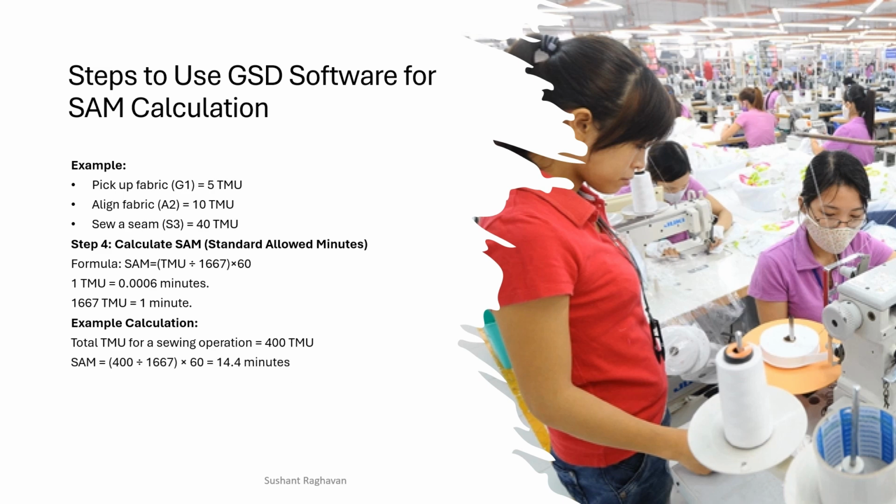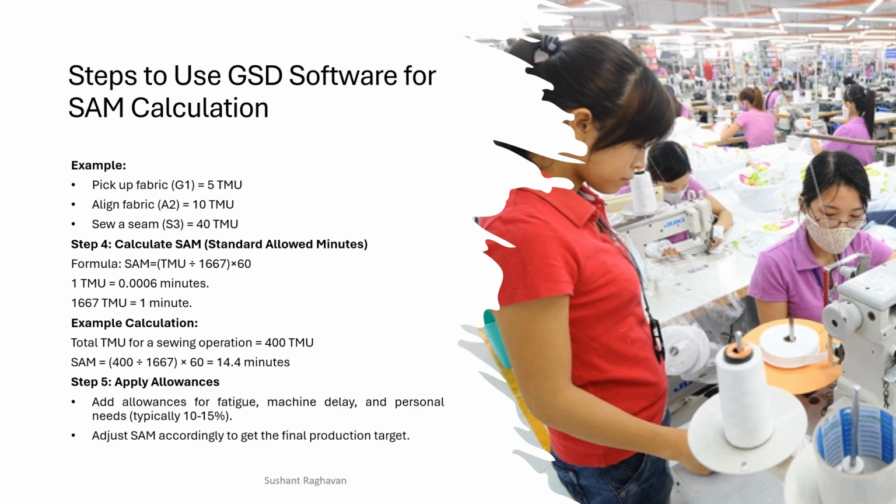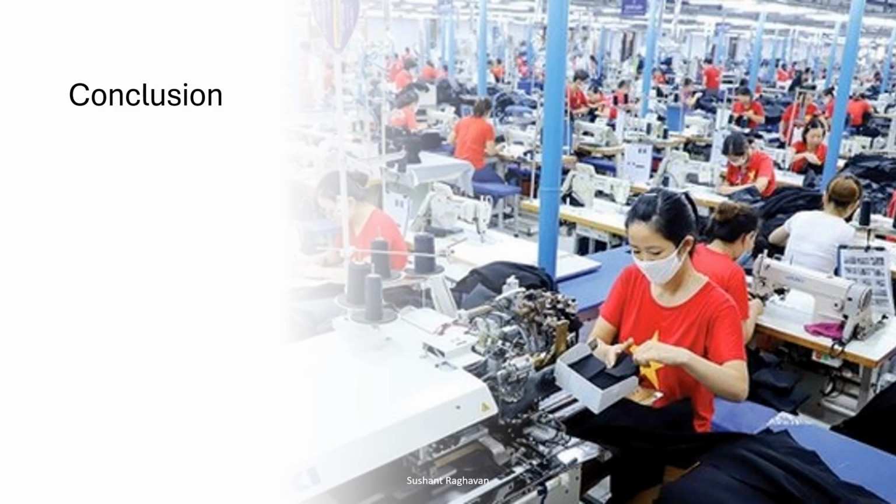Example calculation. Total TMU for a sewing operation is equal to 400 TMU. SAM is equal to 400 divided by 1667 into 60 is equal to 14.4 minutes. Step 5. Apply allowances. Add allowances for fatigue, machine delay, and personal needs, typically 10 to 15%. Adjust SAM accordingly to get the final production target.